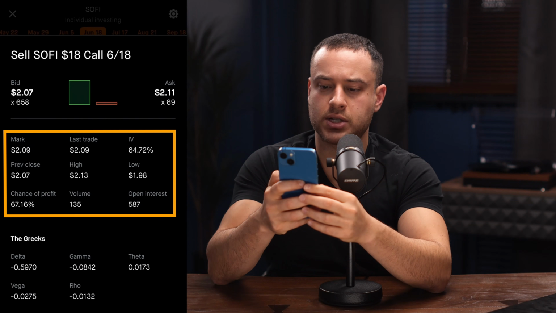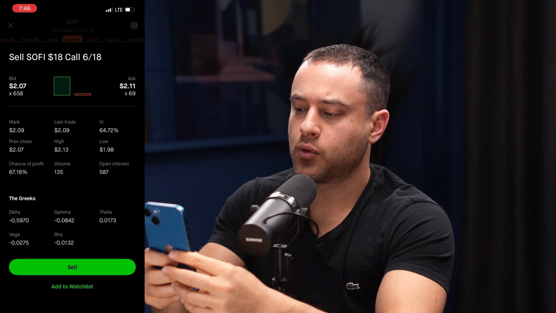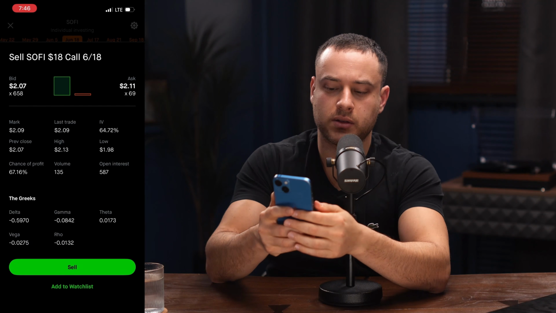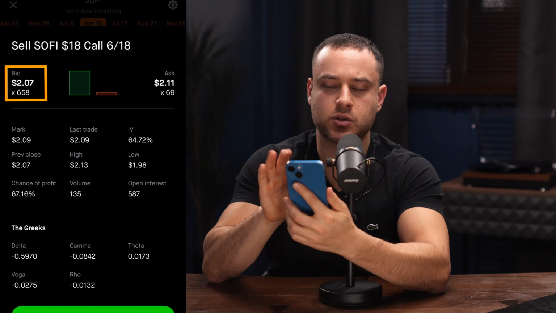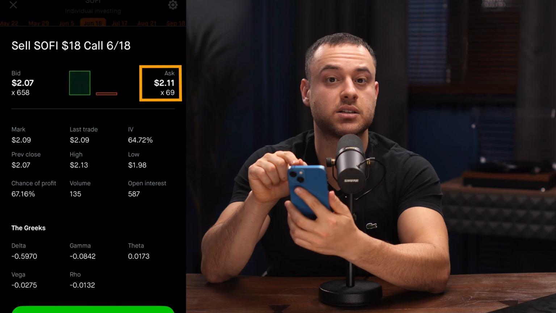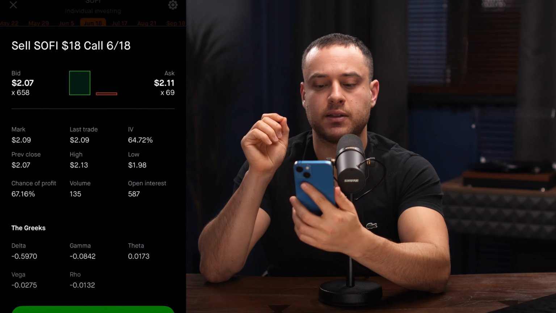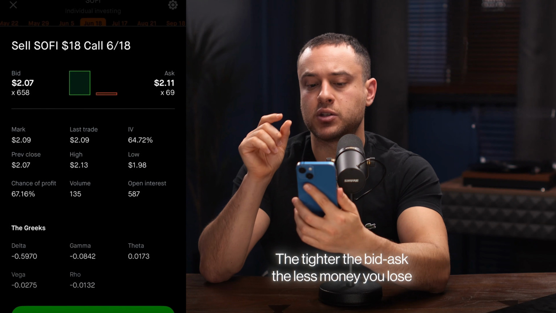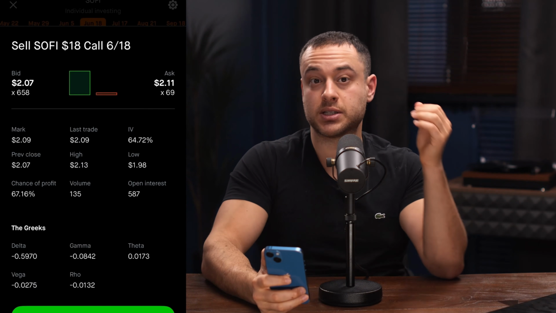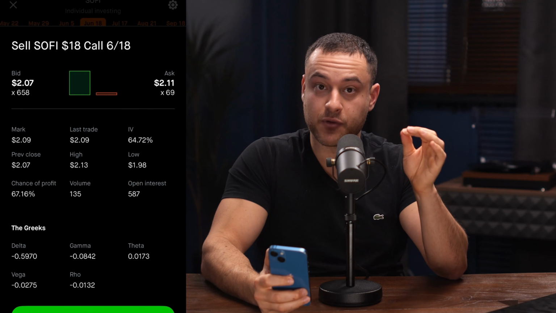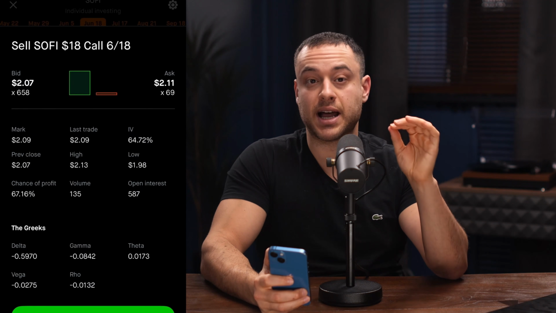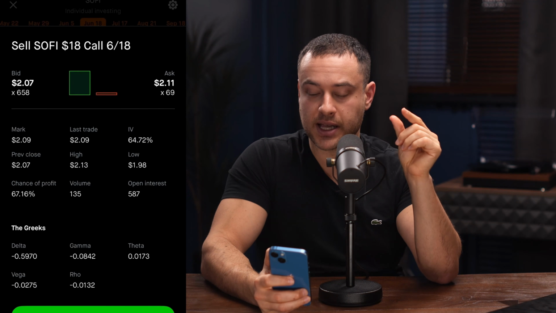Now, real quick to understand selling a put option, you want to look for a tight bid-ask spread. So on the very top, you'll see that the bid is 2.07 and then the ask is 2.11. So this is good because the difference there is only 4 cents. The tighter the bid-ask, the less money that you lose. Every time that you're trading options, even if you're trading on Robinhood, it is not fully free. You are losing money in terms of the bid-ask spread. So the tighter that bid-ask spread, the less money that you lose.